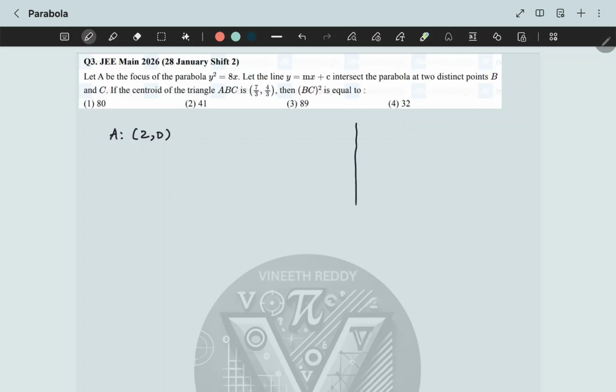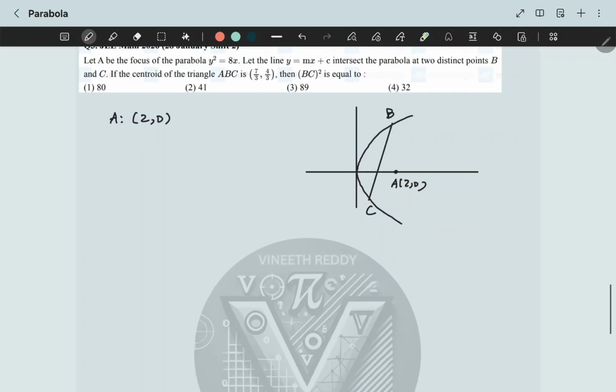Let the line y equals mx plus c intersect the parabola at two distinct points, B and C. Okay, something like this. Let us say this is A, (2,0). Now B, C is somewhere here. Let us say this is B, this is C. Now if the centroid of triangle ABC is given, then BC square, the length of BC, is what they are asking.